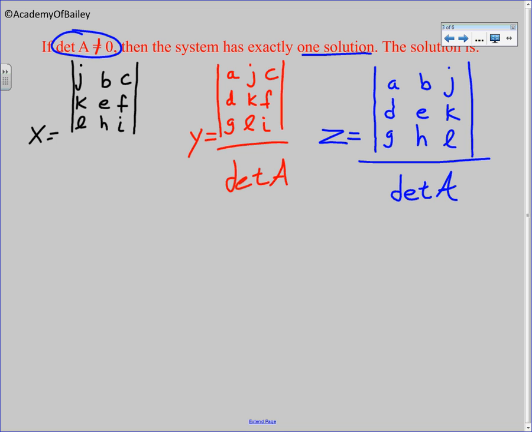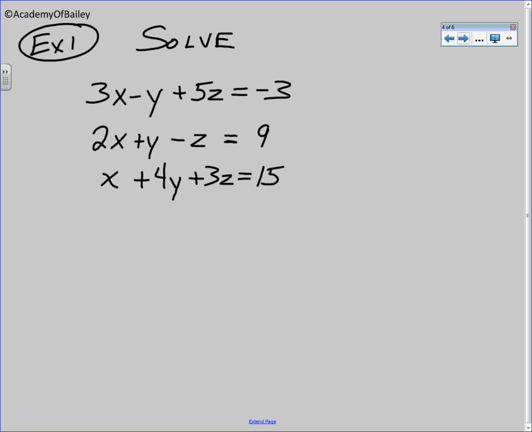Okay, so this is where we're at with the determinants and using them to solve Cramer's rule for a 3x3 system. Okay, well, let's get started. Let's look at one.